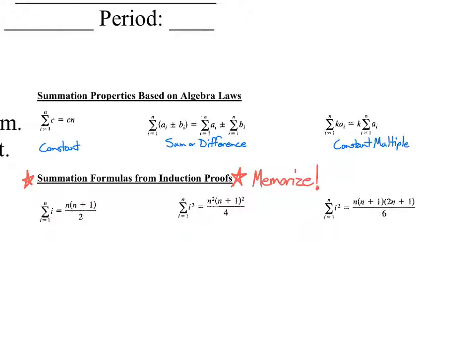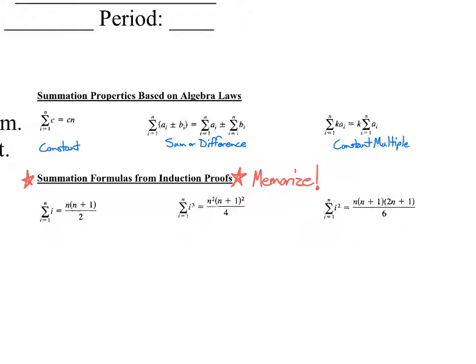Now, the others you're just going to basically have to memorize, but you'll notice all three of these have this n times n plus 1. Here's the curious thing. The sum of the integers is this. The sum of the integers cubed is this squared. See, n squared, n plus 1 squared, 2 squared. Now, the sum of the integers squared, however, is this.